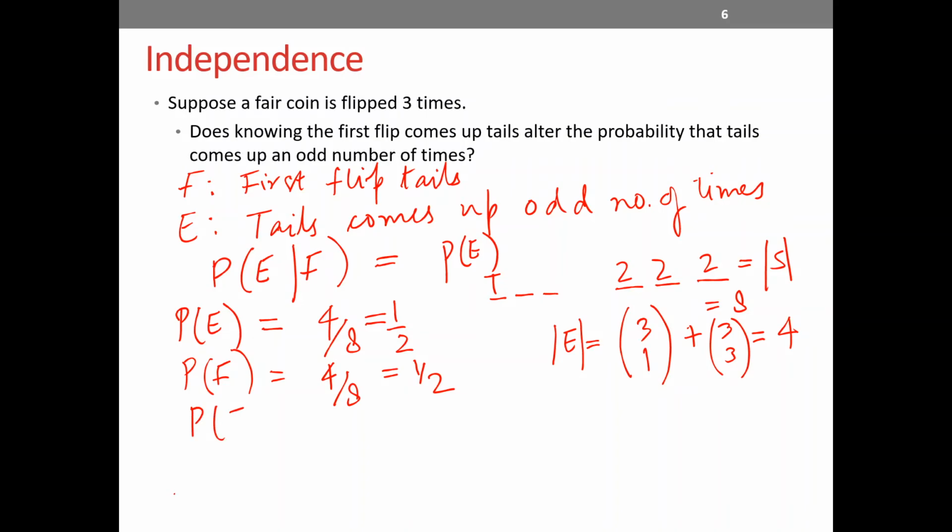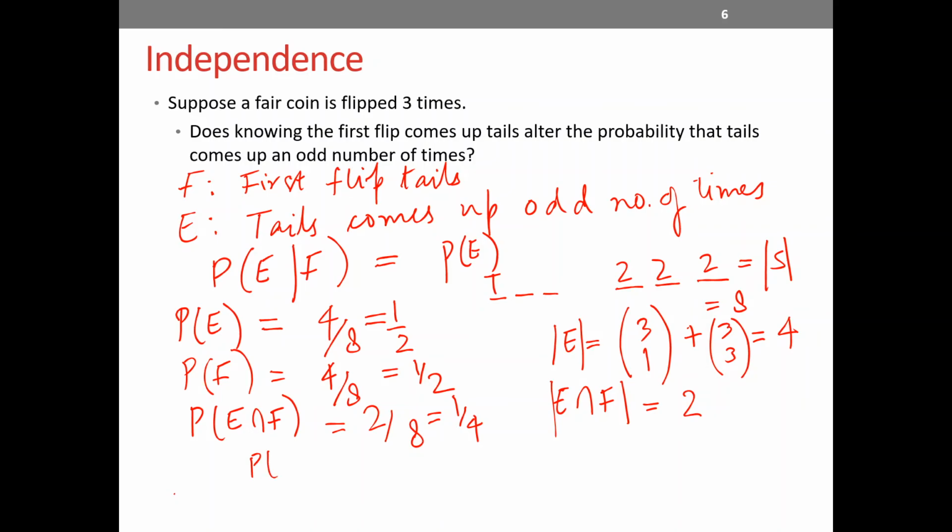Now I'm also interested in finding the probability of E and F, because only then can I determine whether they are independent or not. The probability of E and F is when both of them overlap. So how can we get E and F? The first flip is always tails, and then tails comes up an odd number of times. There are two such cases out of all 8, because there will be a fixed tails already, and then an odd number of times means either 1 or 3. So the probability of E and F is 1/4.